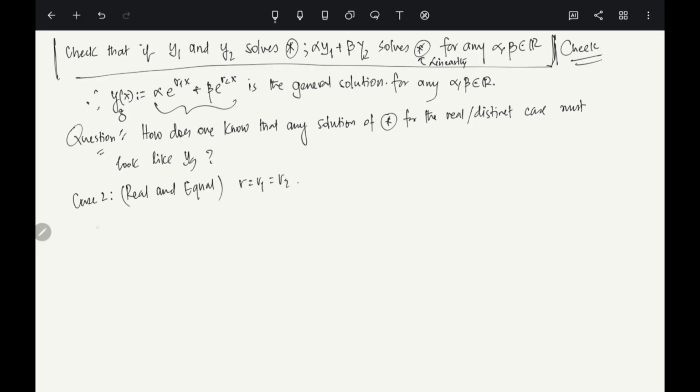Okay, and in this case, of course, you have one solution y1(x) given by e^(r1 x). Okay, but you can't get another solution y2(x) because it will be basically the same as y1(x). Okay, so in this case this is a solution of star, right? How do you get another solution? So this is a trick which you can use, and this will be a part of the assignment.